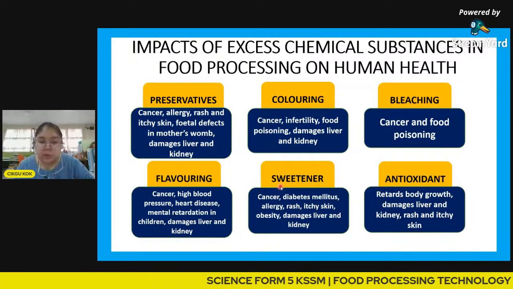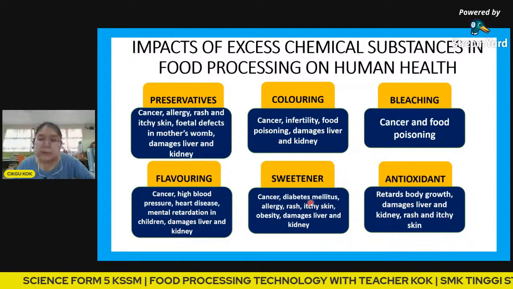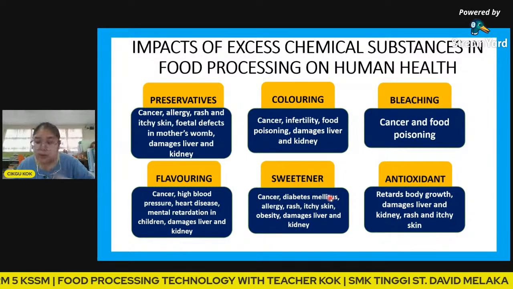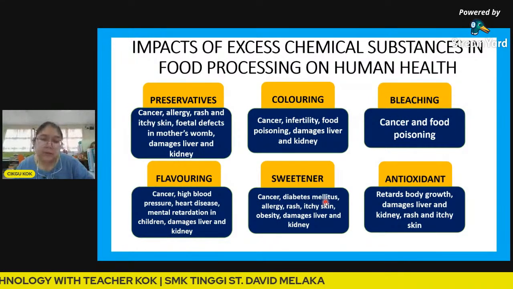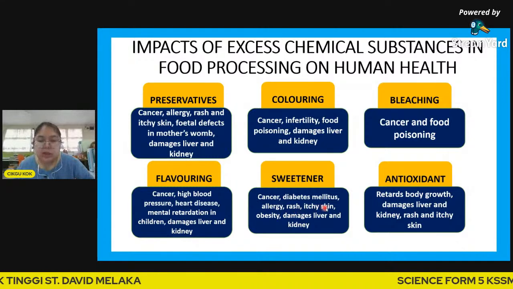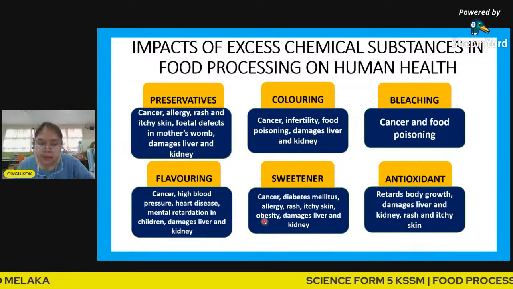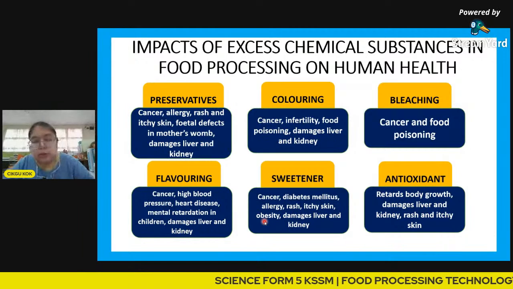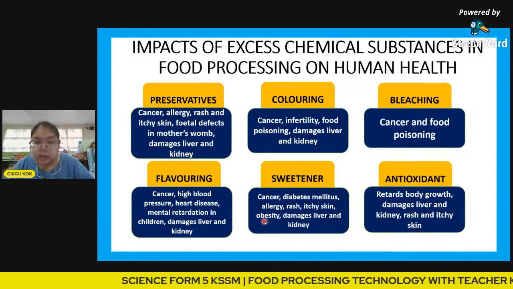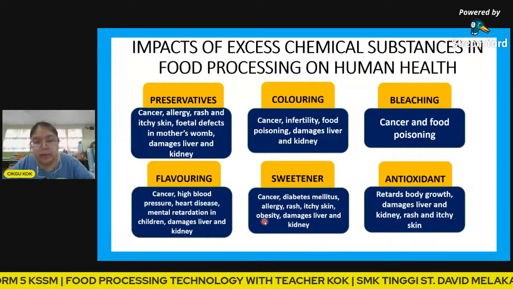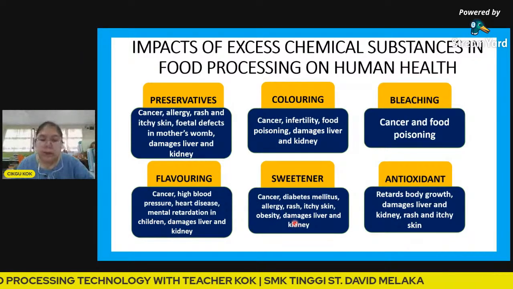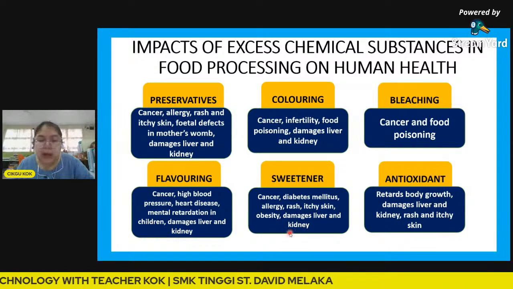After that, we have sweetener. Cancer again, and diabetes mellitus. Everybody knows sweet will cause diabetes. After that, allergy, rash, itchy skin, and obesity. The sugar and sweetener in the food make the body weight increase, so this one will cause obesity. Again, damage to the liver and kidney.